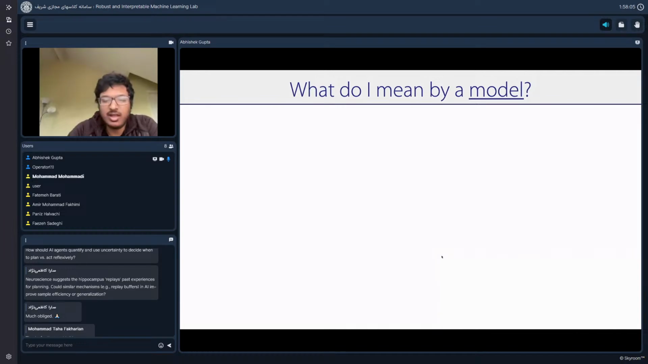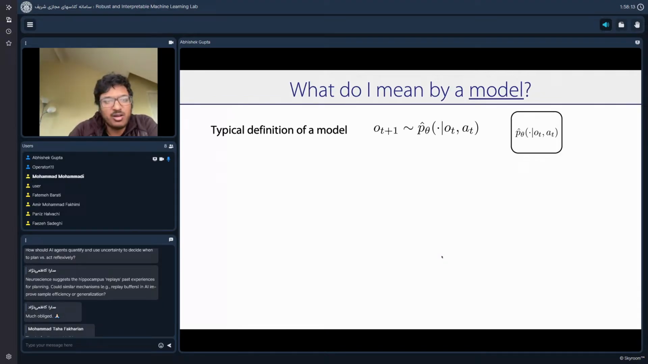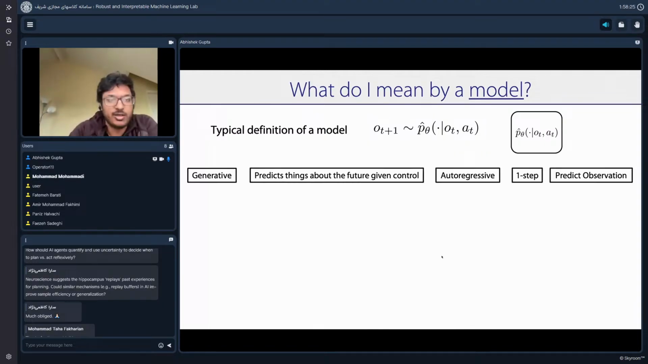Okay, so to kind of get at that, I think we have to go to the very core of what we mean by a model, right? And so when I say a model, we typically think of something that looks like this. It's something that takes in your current observation, current image of the world, action, and then predicts your future observation. Right? So that seems like a reasonable way to define a model, but there's a bunch of things that are in this definition, right? So one of them is that it's generative. It's generative of future observations.